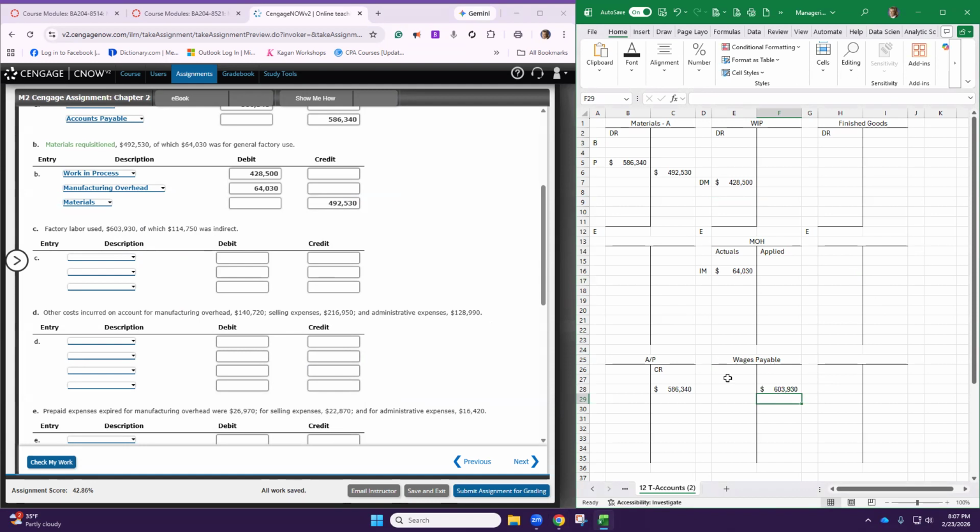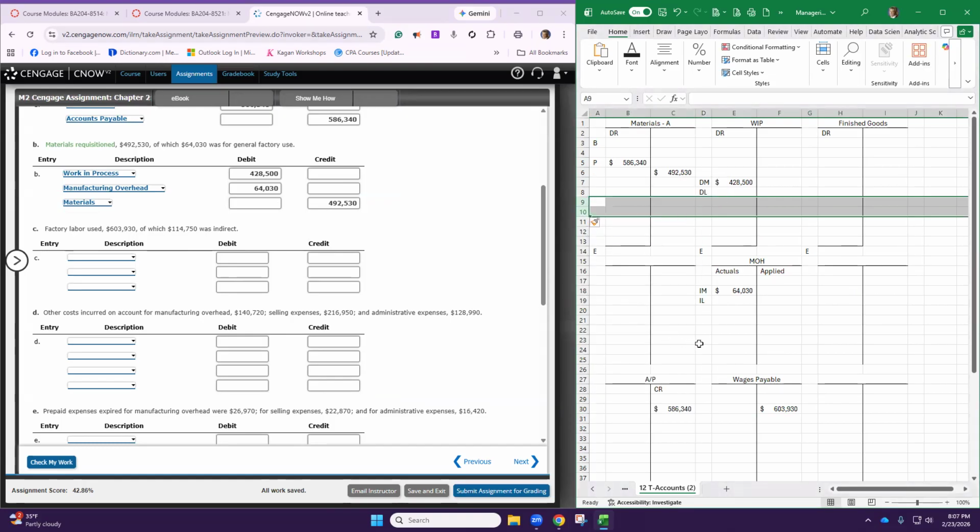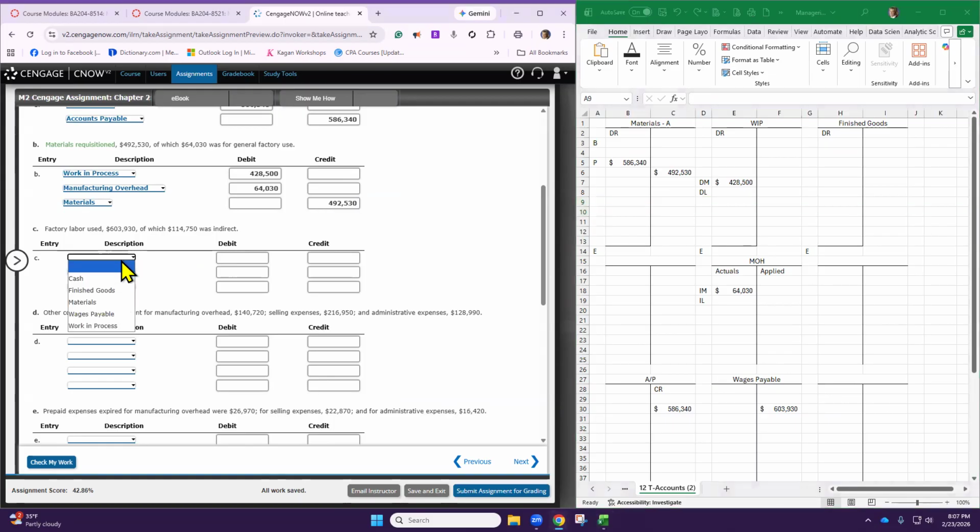603,930. Okay, 603,930. Is that correct? Yes. So out of this, part of this is direct labor, and the other part is indirect labor. Okay, and if we have to make these go down just a little bit, that's okay. So now we have, well, we can plug for this.